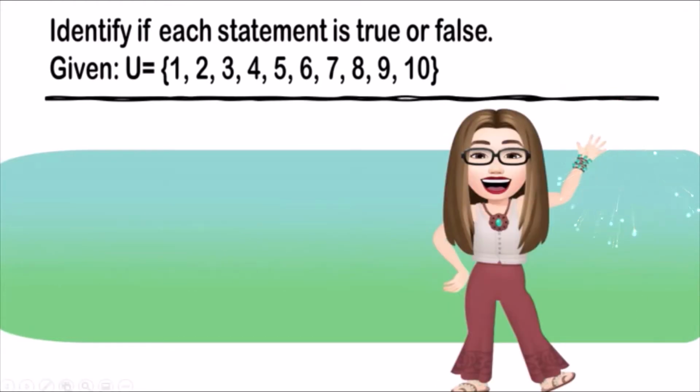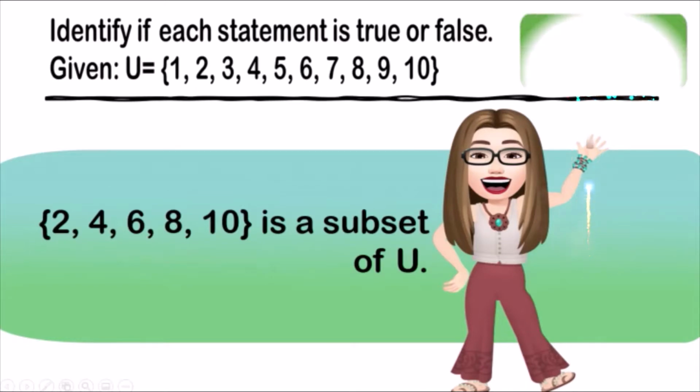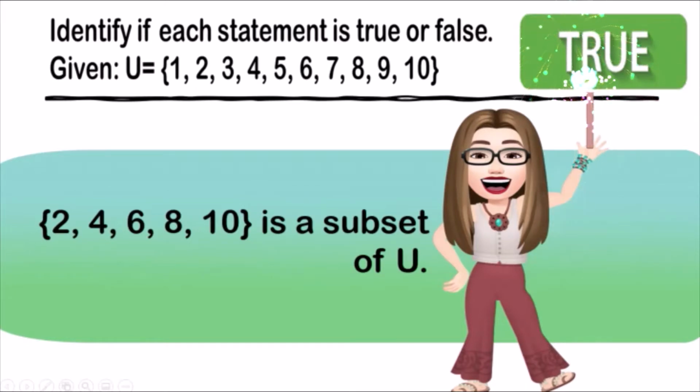Number 2. Given the set whose elements are 2, 4, 6, 8, and 10 is a subset of the universal set. Yes, you are correct. The correct answer is true. Why? Because the elements of the set are part of the universal set.